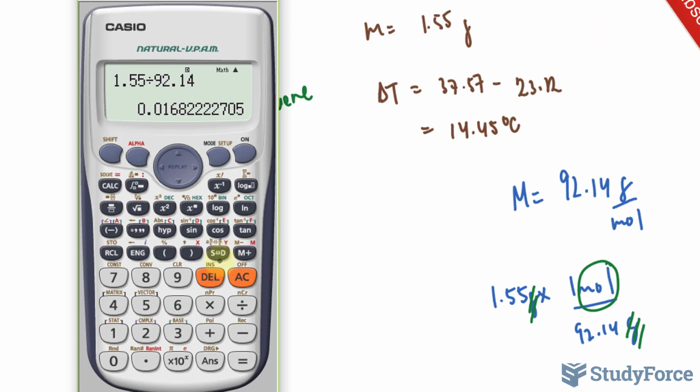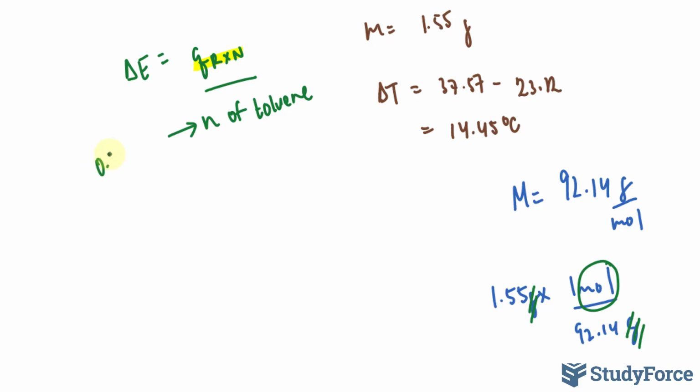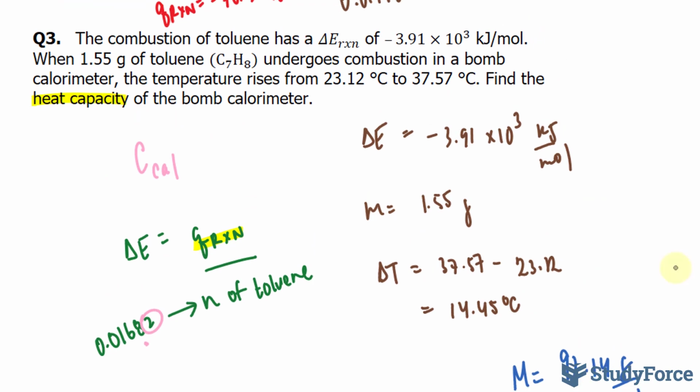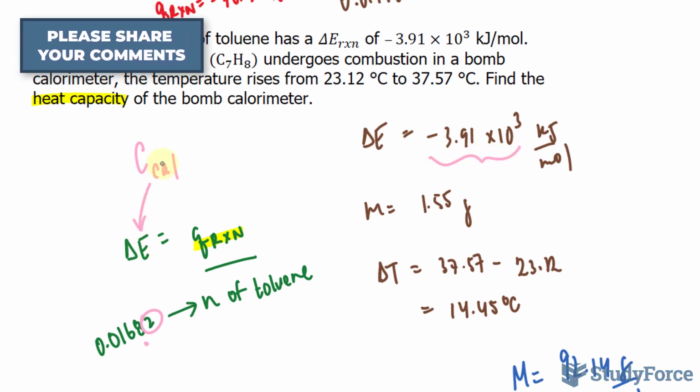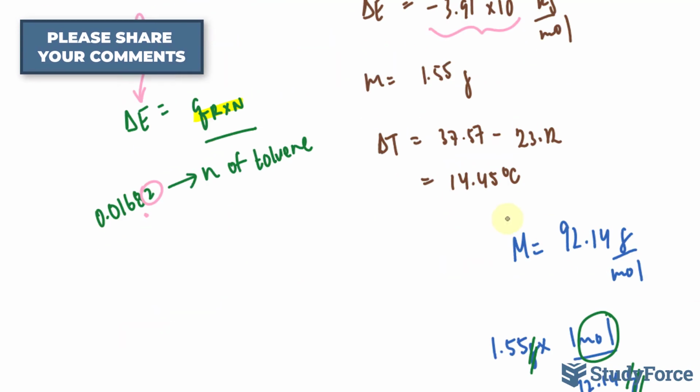We end up with 0.01682, and we stop at 3 significant figures, although I'll keep this 2 to prevent any rounding errors. Delta E was given to us in the question. It's right here. So I'll substitute that number into here. Let me show you the equation.